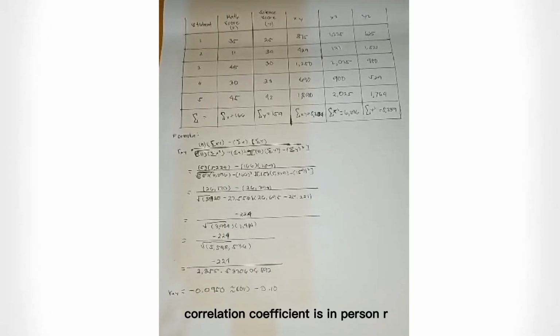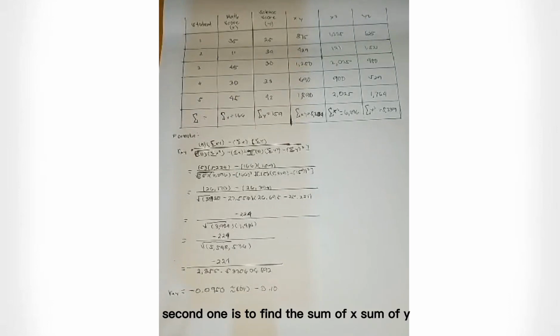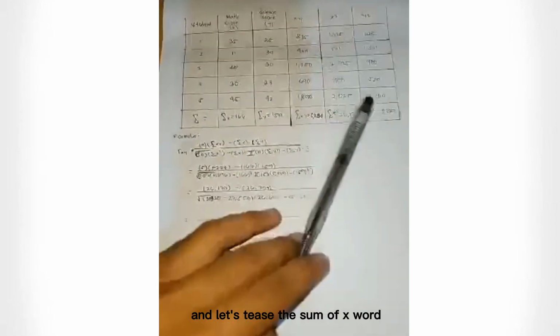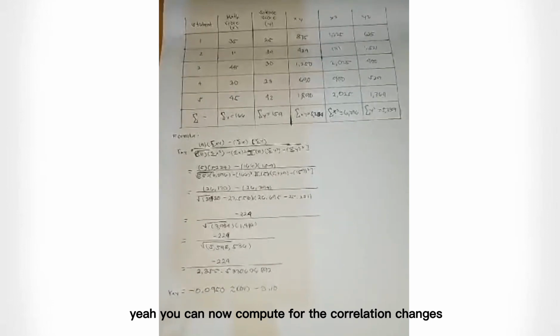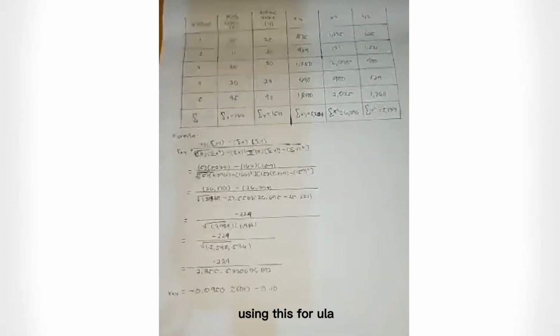Correlation coefficient using Pearson R. Here are the steps in solving the correlation coefficient using the Pearson R. Number 1, complete the necessary data in the table, such as the XY column, X squared column, and Y squared column. The second one is to find the sum of X, sum of Y, sum of XY, sum of X squared, and lastly the sum of Y squared. And the third and last one is you can now compute for the correlation coefficient using this formula.